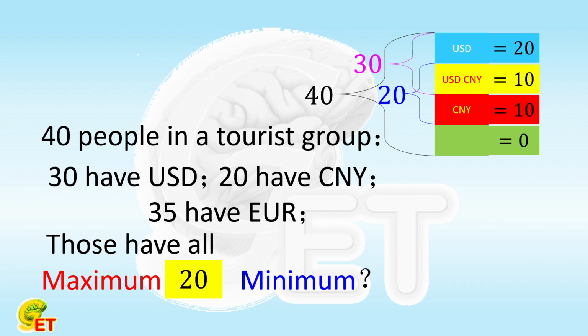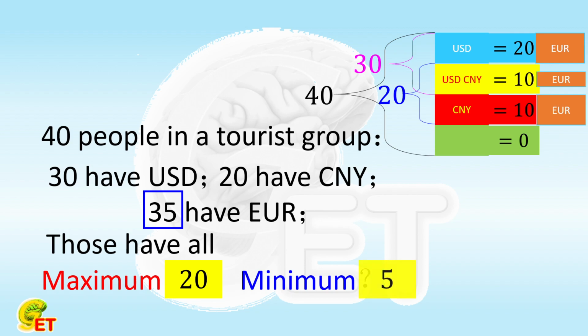There are 35 people having euros. In order to make the people who have all these three currencies as few as possible, we first let those people who only have dollars, or only have yuan, have euros. That's 30 people. Then, the remaining 5 people who have euros must also have dollars and yuan. So the answer is 5 people.